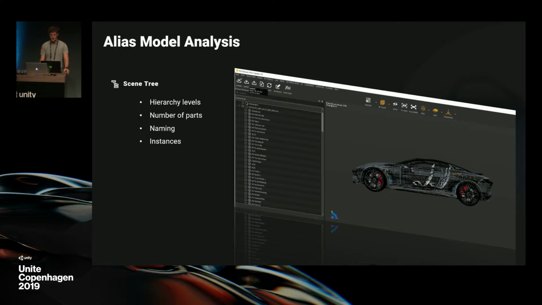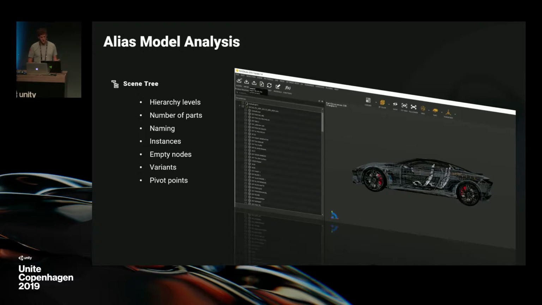Then we'll look for instances. In this case, there are no instances, but sometimes in Alias files, instances are used to create symmetries. Then we'll look for empty nodes that can be unnecessary, and we will remove them if they're not necessary. And then we'll look for variants. In this case, we have the spoiler, the rear spoiler of the car, present twice, once in up position, once in down position. So we'll need to remove the down position, for example.